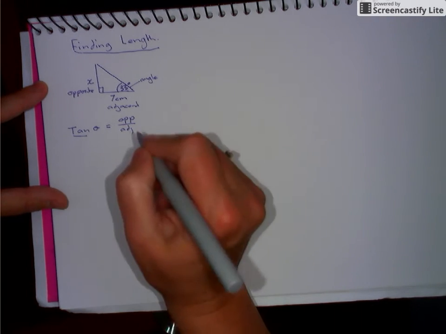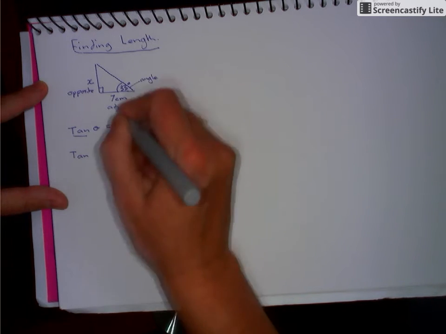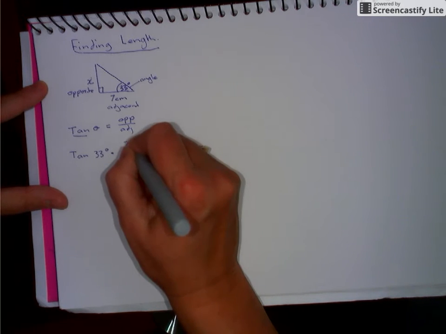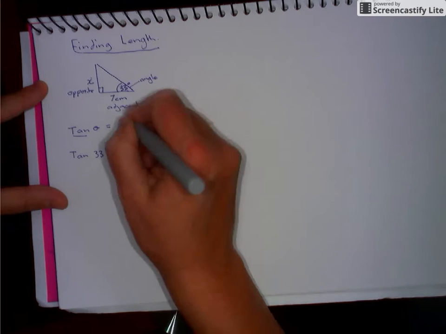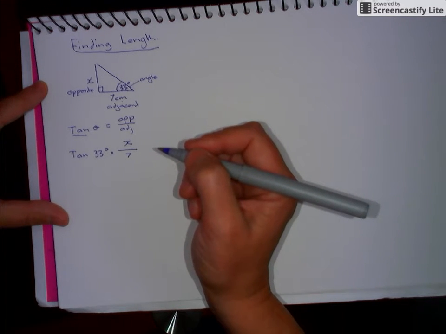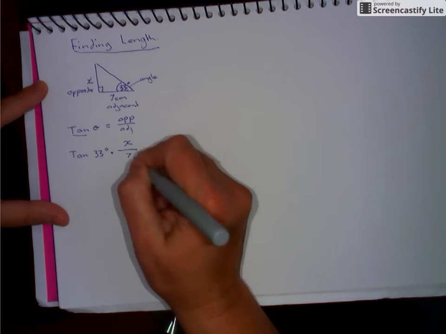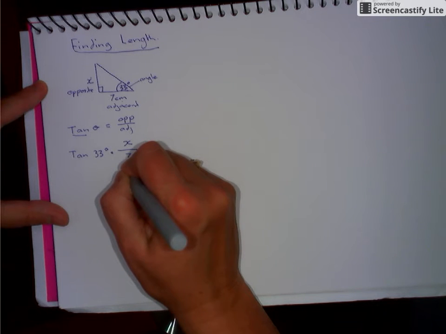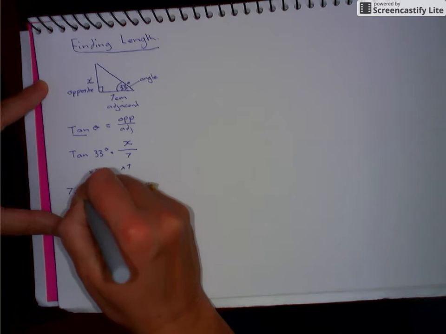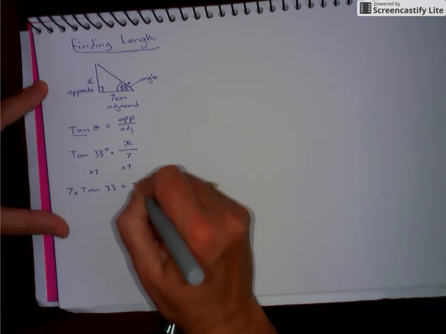So let's substitute in our knowns. So tan, now we're looking at the angle 33 degrees, equals our opposite side, which is x, over our adjacent side, which is 7. We need to find x, so we need to get x on one side of the equation. So in order to do that, we multiply both sides of the equation by 7. So now we have 7 times tan 33 equals x.